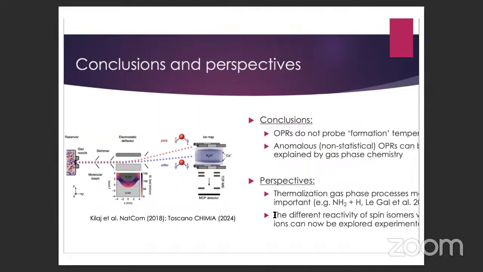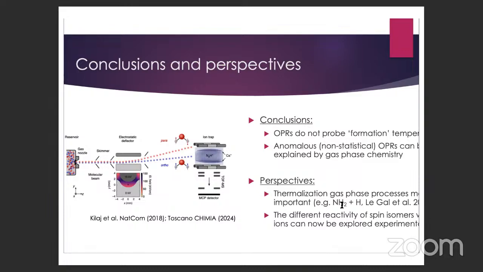The two take-home messages are the following. First, the ortho-to-para ratio does not probe a formation temperature. I think it is rather clear, at least from experiments that were performed so far. On the other hand, anomalous non-statistical ortho-to-para ratios can be explained by gas phase chemistry if you include the proper selection rules. As a perspective, we have started to explore the possibility of thermalization processes just like this one. This was published in a work by Roman in 2016 for the collision between NH2 and H, which can thermalize NH2 at the kinetic temperature.